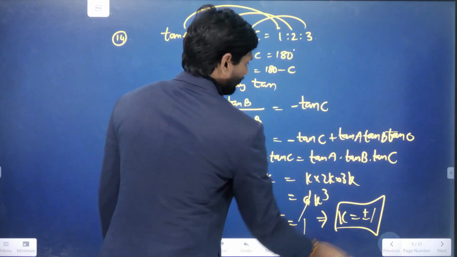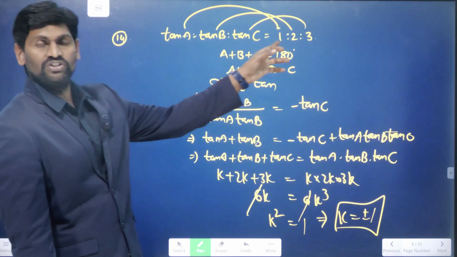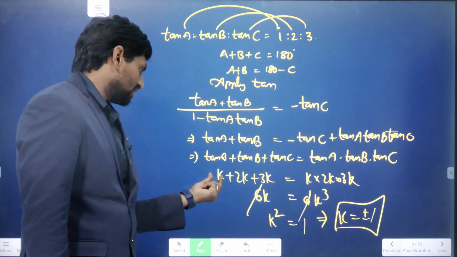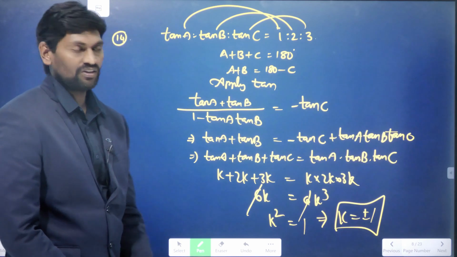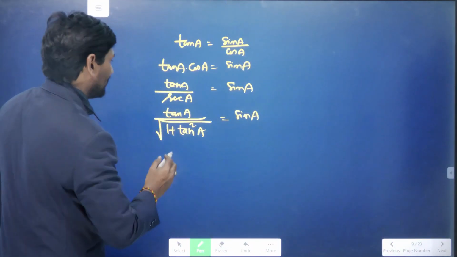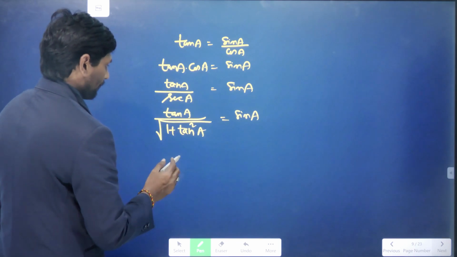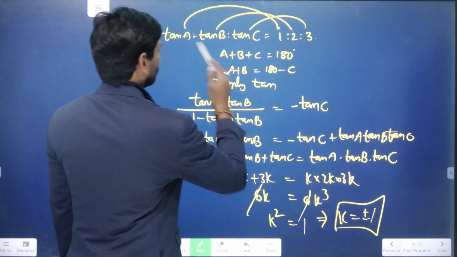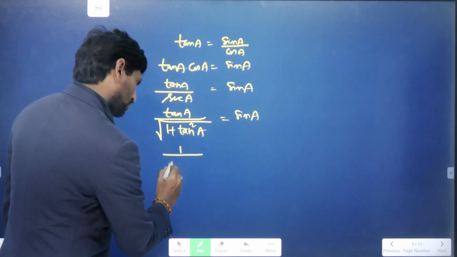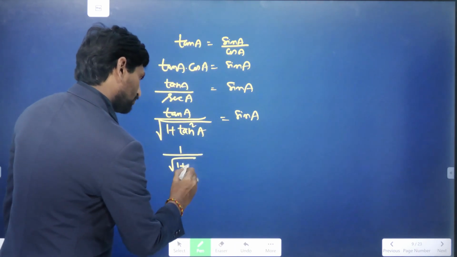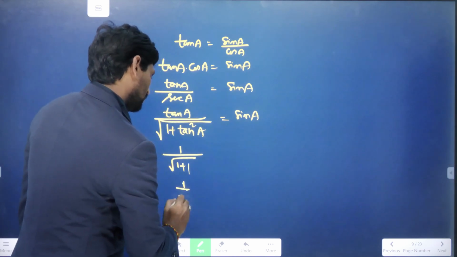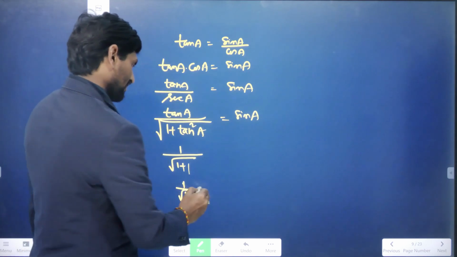What are the values? A value is nothing but 1, B value is 2, C value is 3, because we got the k value, so substitute here 1, 2, 3. So for sin A, tan A value is 1. 1 by root over 1 plus 1 square, that is nothing but 1 by root 2. That is the sin A value.